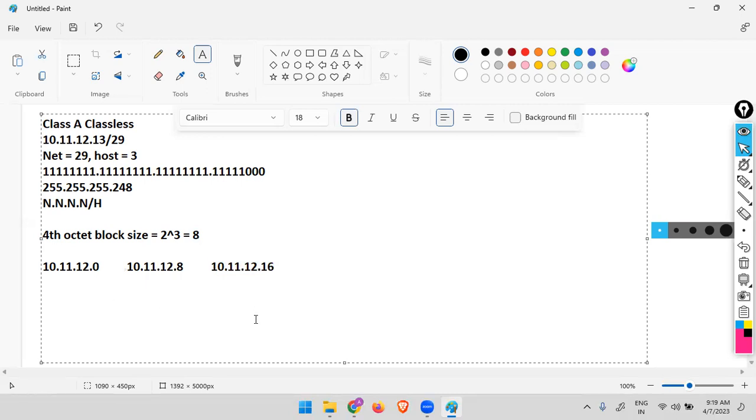Okay. That means, let me just copy this. This will be 1, 9, 17. Second one starting at 8. That means ending at. Next one starting at 16. That means ending at 15.